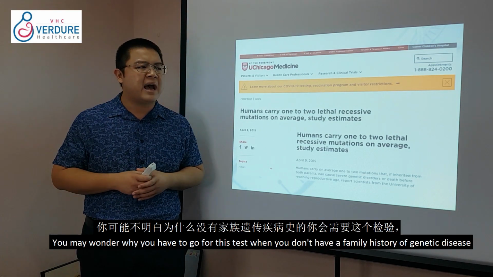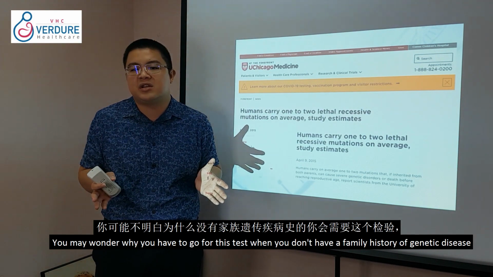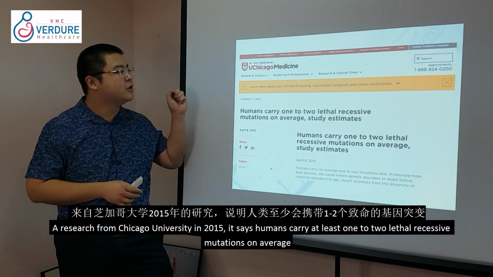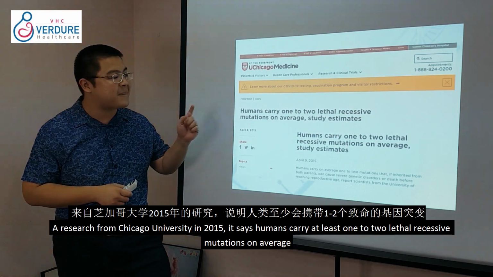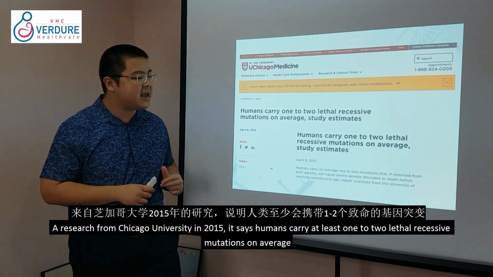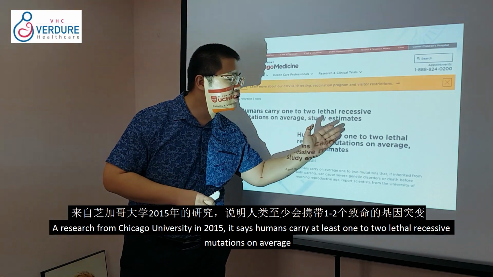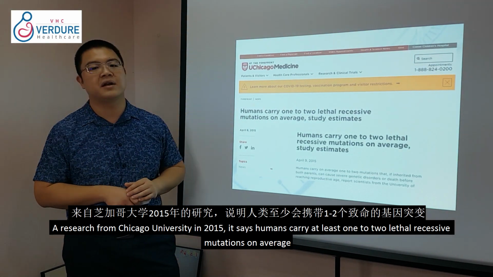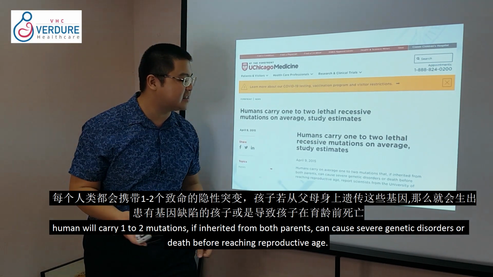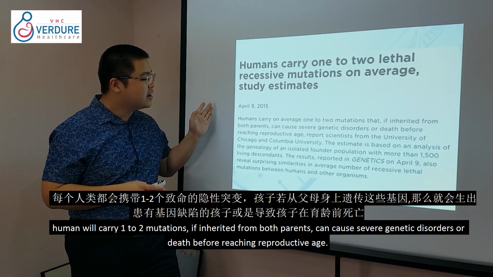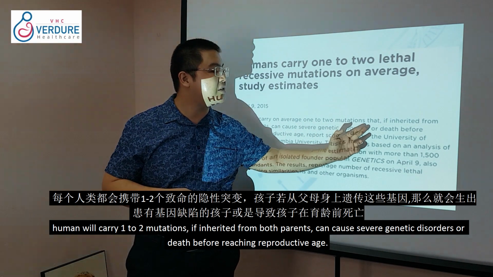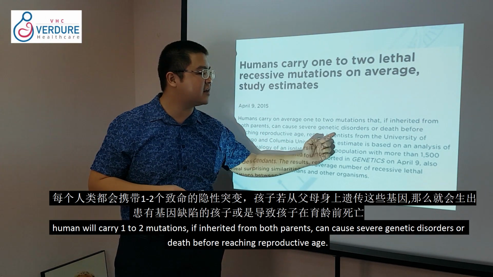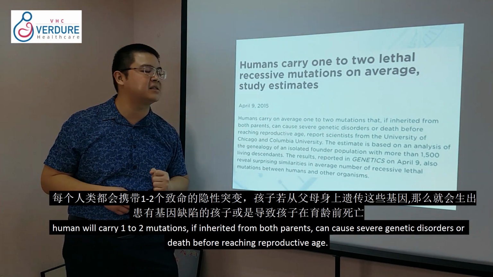But you might be asking, Adam, my family and I don't have such genetic diseases. Why would I be bothered to test? Have a look at this research done by the University of Chicago School of Medicine back in 2015. What they are saying is that humans carry 1 to 2 lethal recessive mutations on average. Humans, so it's the general population study estimates. If we have a look into it, humans carry on average 1 to 2 mutations that, if inherited from both parents, can cause severe genetic disorder or death before reaching reproductive age.